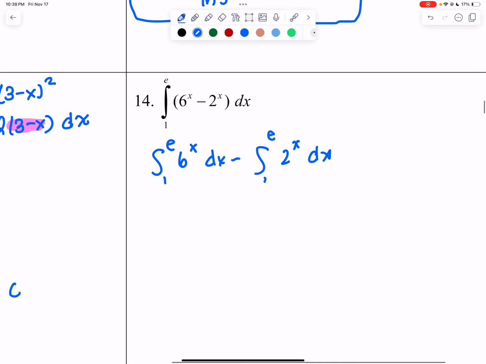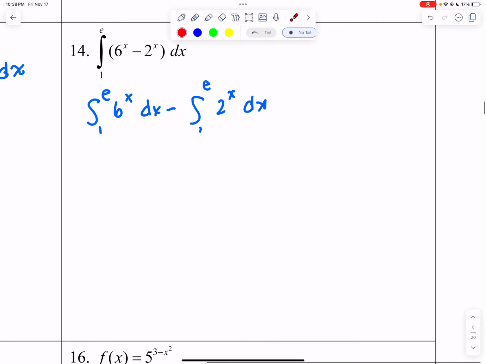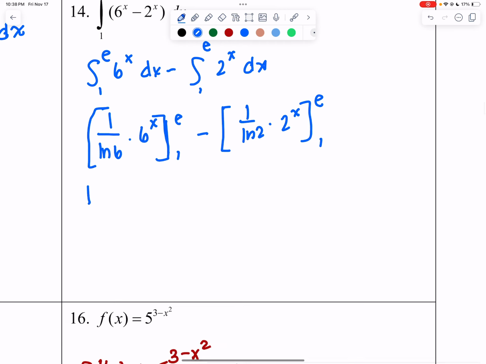And we kind of already figured out the integral of 2 to the x, which we found right here: 1 over ln of 2 times 2 to the x. Which, honestly, you're going to do the same thing for 6 to the x anyways. So I have 1 over ln of 6, 6 to the x, from 1 to e. And then you have 1 over ln of 2, 2 to the x, from 1 to e. So now I have 1 over ln of 6 times 6 to the e. And I'm just going to put that up top so that it looks prettier.